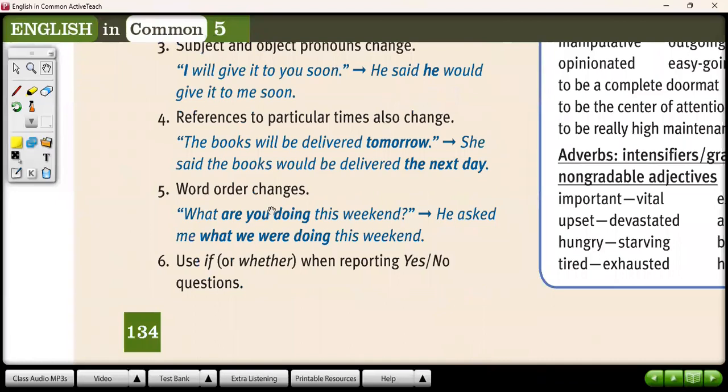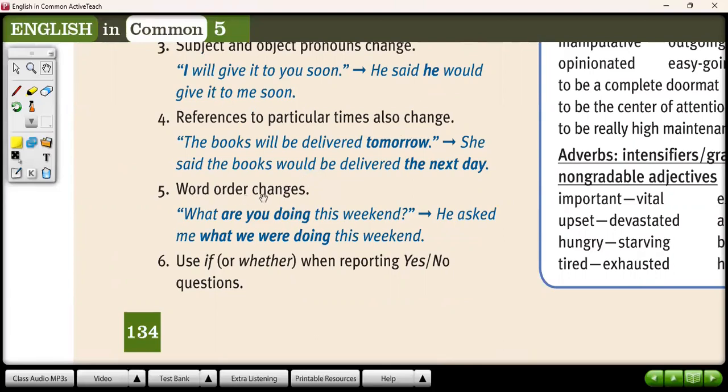References of time also change. For example, tomorrow changes to the next day. The books will be delivered tomorrow. He said the books would be delivered the next day.